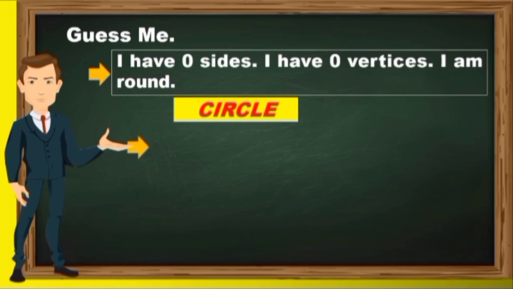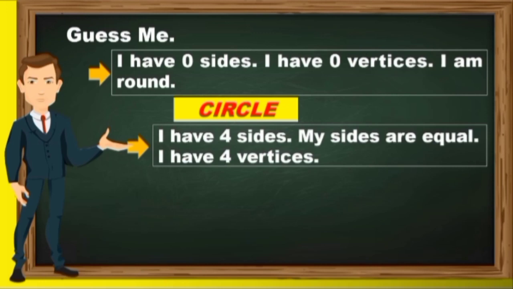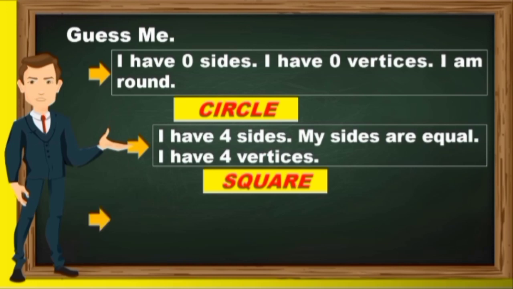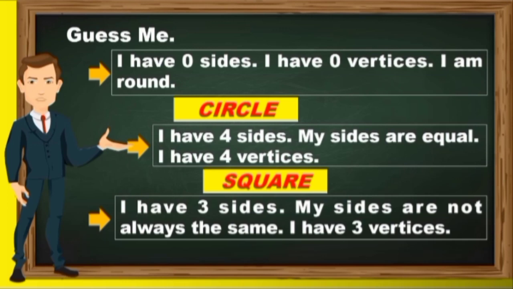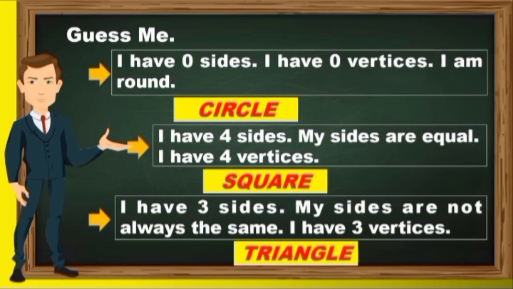Number 2, I have 4 sides. My sides are equal. I have 4 vertices. Who am I? The answer is a square. Right. Number 3, I have 3 sides. My sides are not always the same. I have 3 vertices. Who am I? Exactly, it's a triangle.